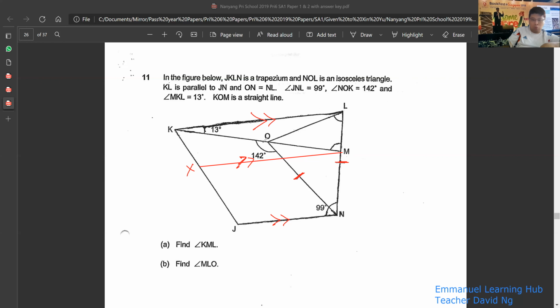NOK is 142. MKL is 13. KOM is a straight line. Okay, find angle KML. KML. Okay, angle KML, right?